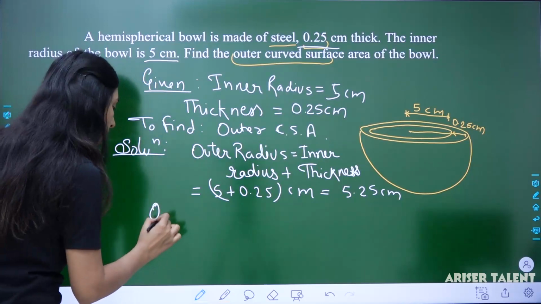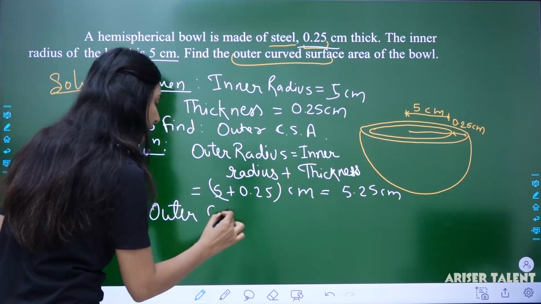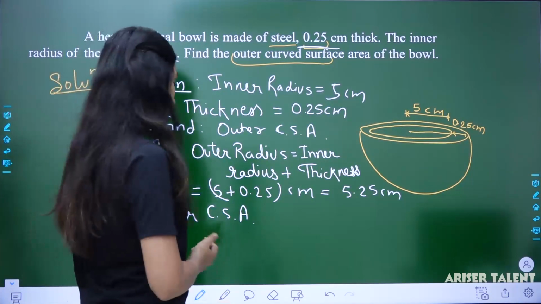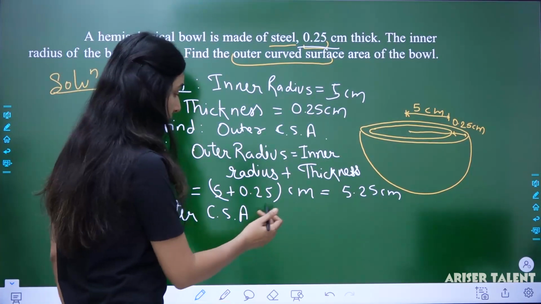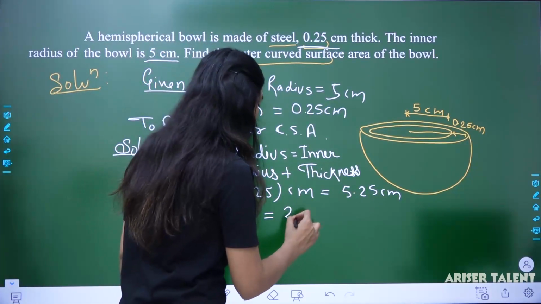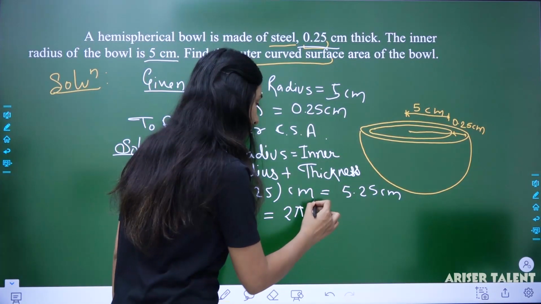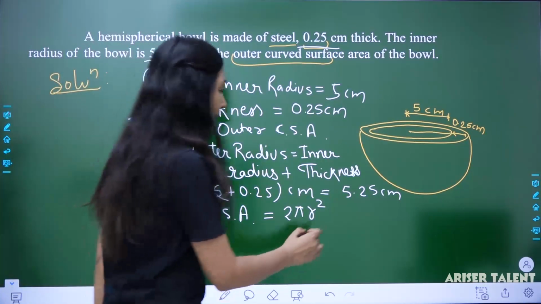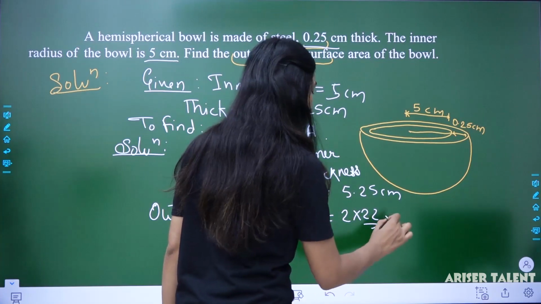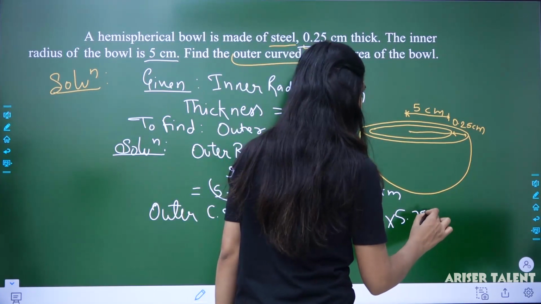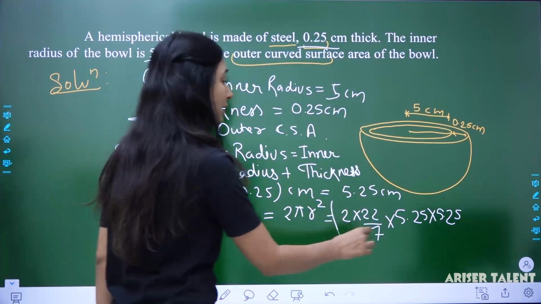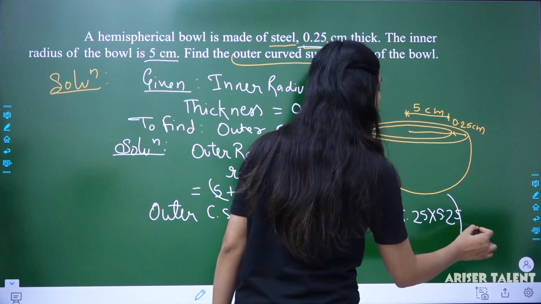Now, the outer curved surface area. We talked about the hemisphere. This is the half of the sphere. That will be 2 pi r square. Now 2 is 2, pi is 22 by 7, r is 5.25 multiplied by 5.25. Is it square or not? In centimeter squares, you'll be getting the answer of it.